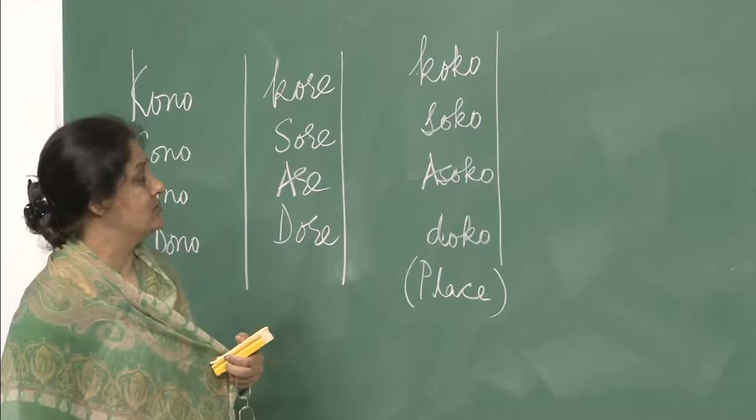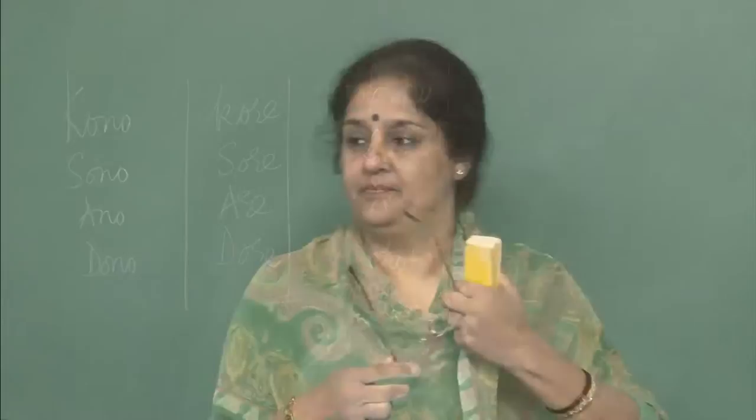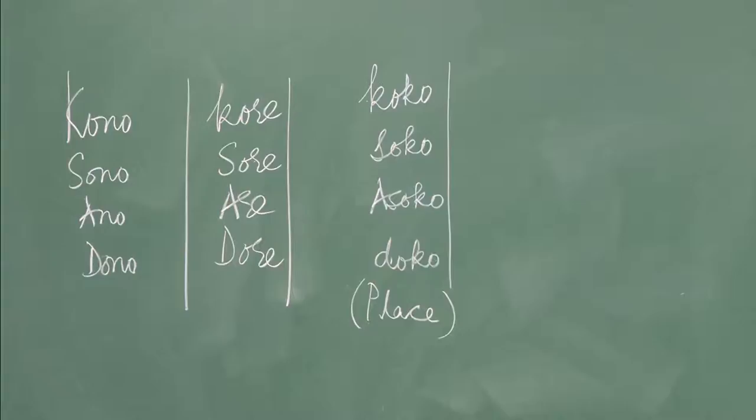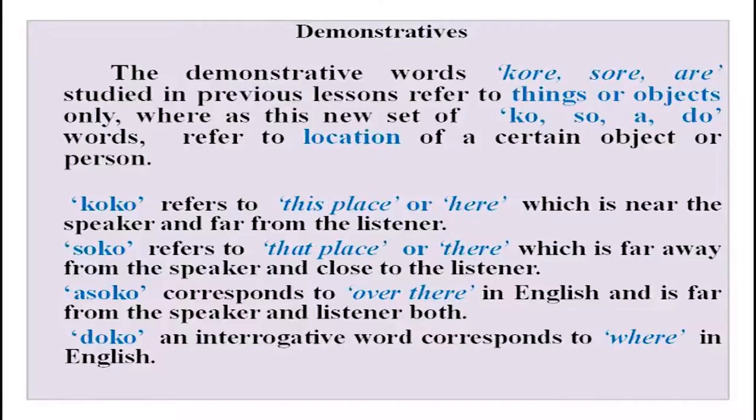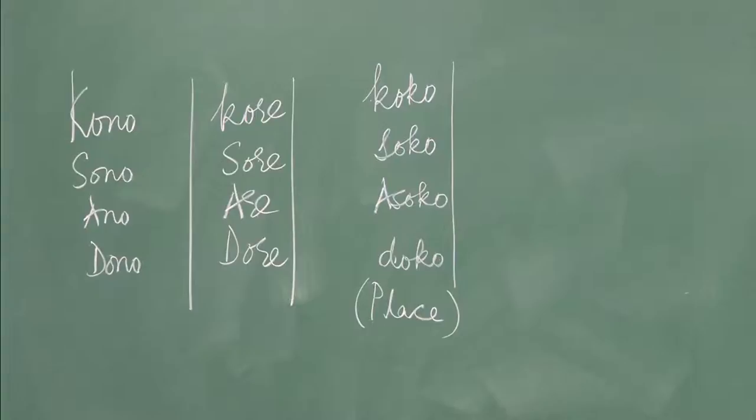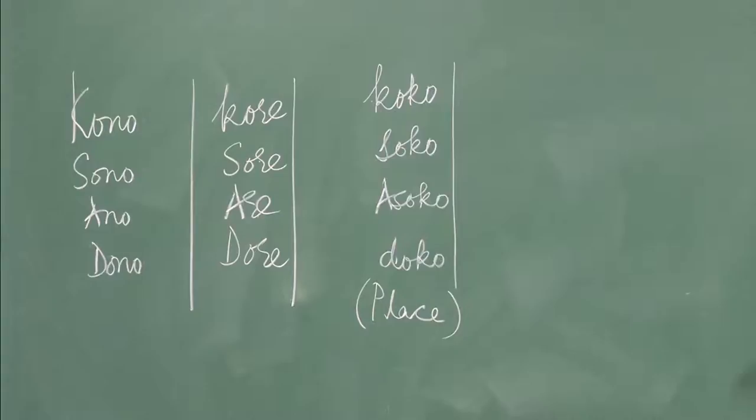So, how will you tell a person is over there? So, koko means here, where the person is, where the speaker is, over here, at this point, at this place. Soko is where the listener is, or you could say it is far away from where the speaker is. Then, asoko is again far away from the listener as well as the speaker. And then we have doko, which is a question word, which means where.